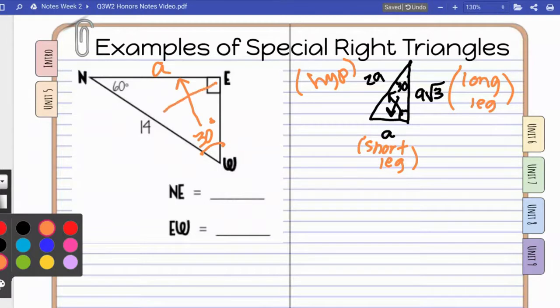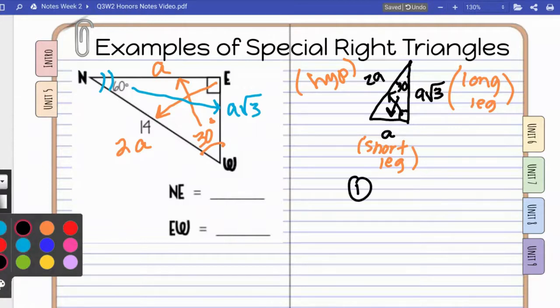My hypotenuse will be my 2A because it's always going to be double. And then across from the 60-degree angle, that's my medium-sized angle, that gets you the longer leg, which is going to be A square roots of 3. So you can't go off of looks. You have to use your brain and your common sense here.